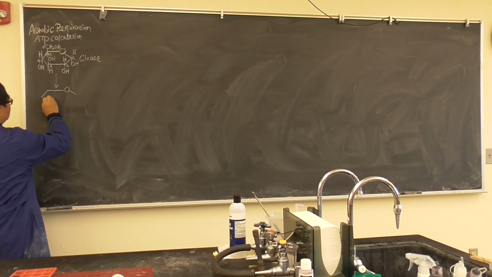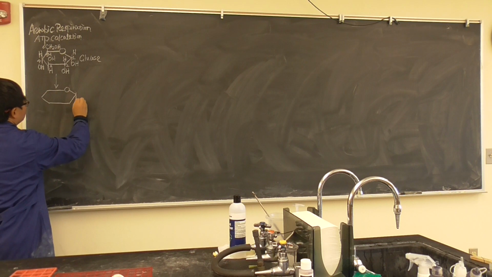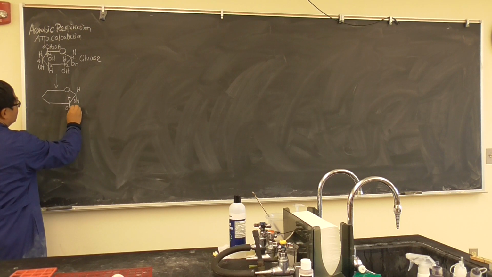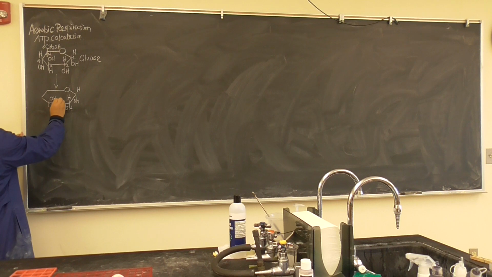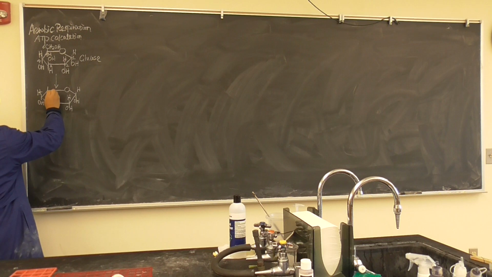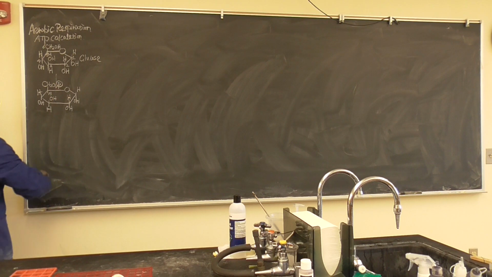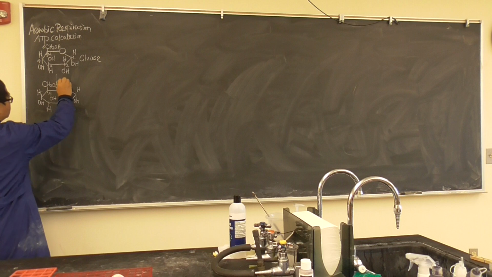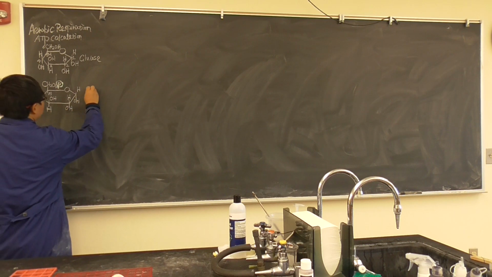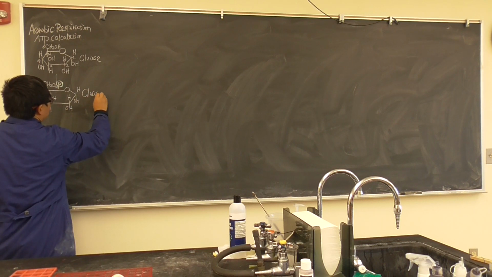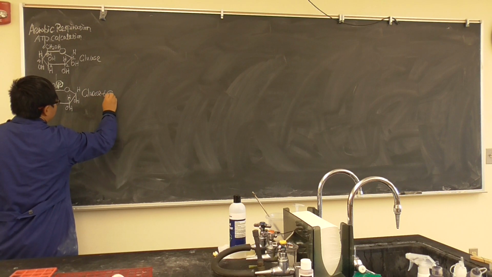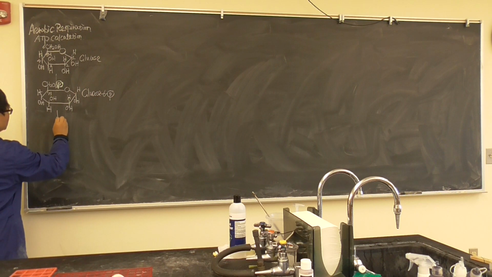So the second one, you can just draw exactly the same. Basically no difference at all. H, OH here, OH, H goes here, OH, H. So the difference is right here. We have CH2O phosphate right here. So we can draw it like this, okay? This will be glucose 6-phosphate.